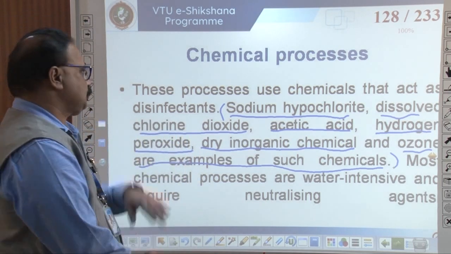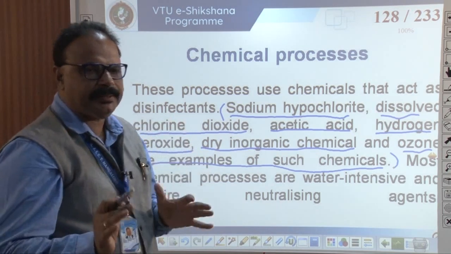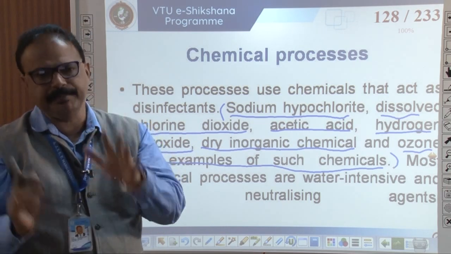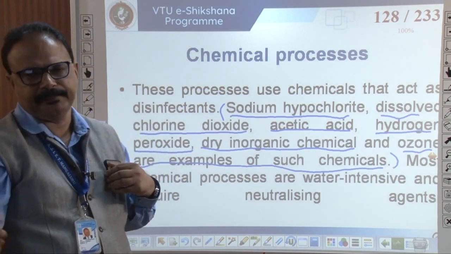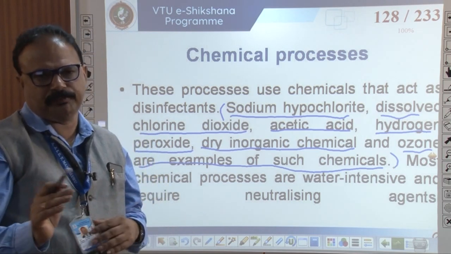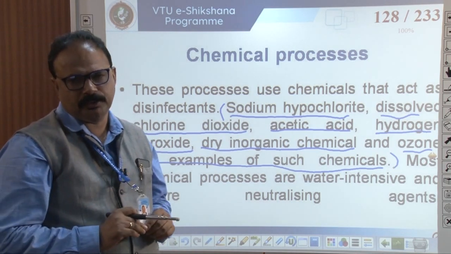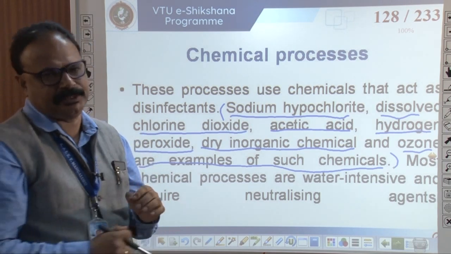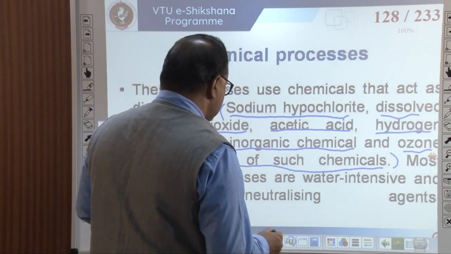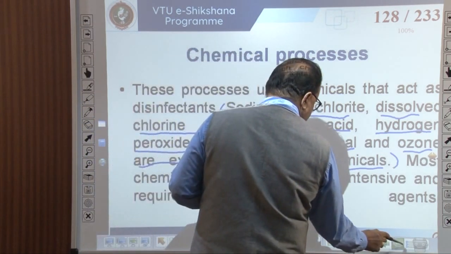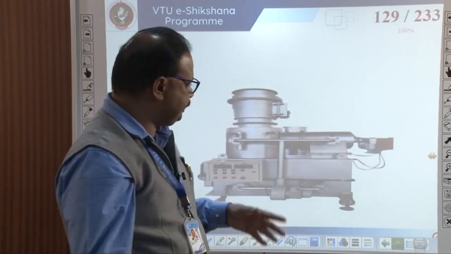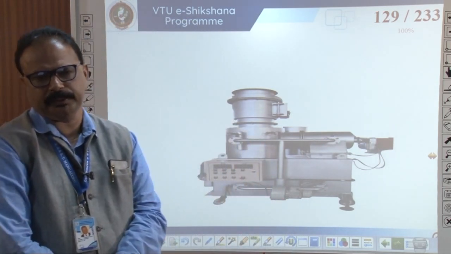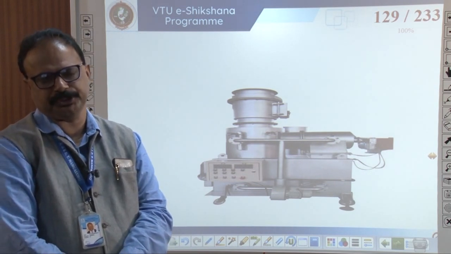Understand? The first treatment is the chemical treatment of biomedical waste. We are using some of the chemicals that I showed here. Most chemical processes are water intensive and require neutralizing agents. Now I will show an example of a chemical process. Here is the equipment we are using for the chemical process.